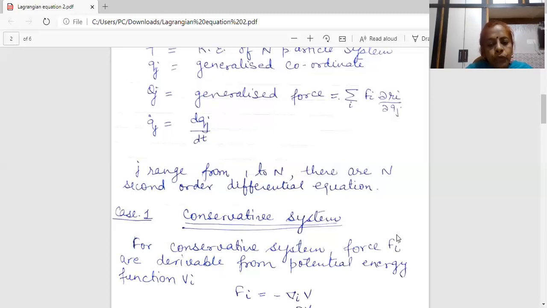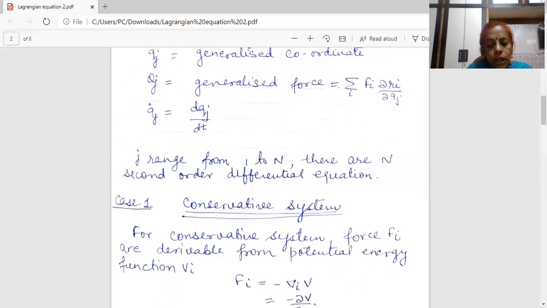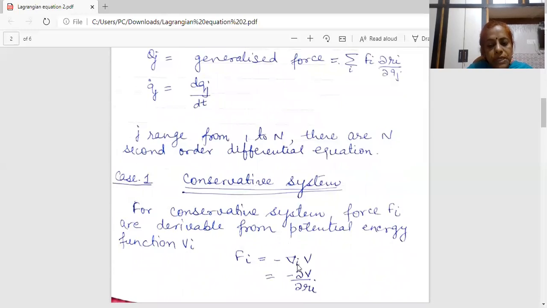we know that forces are derivable from potential energy. For example, for ith particle, acting force is Fi, then Fi can be expressed as minus del i V, V being the potential energy. So writing del i, which means the derivative of V with respect to Ri. Ri means the position of ith particle from origin. So I have force to be equal to minus del V upon del Ri.